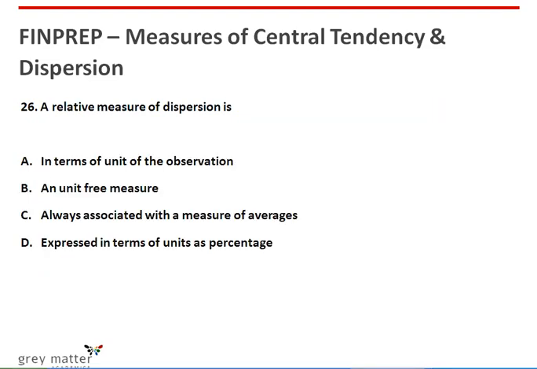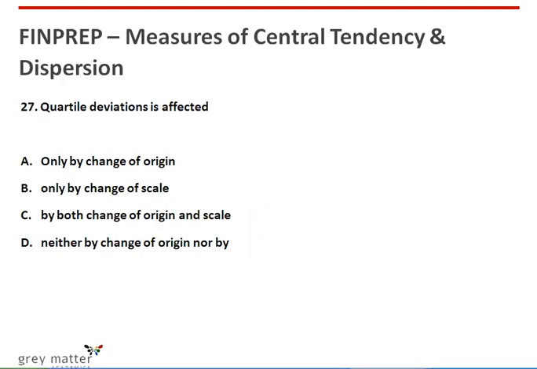26th question. A relative measure of dispersion is always a unit-free measure. Based on the 4 options given, it is the B option, which says a unit-free measure. So B is the answer. 27th question. Quartile deviation is affected only by change of scale. Out of the 4 options provided, it is the B option, which says only by change of scale. This is the standard characteristic and property of quartile deviation.